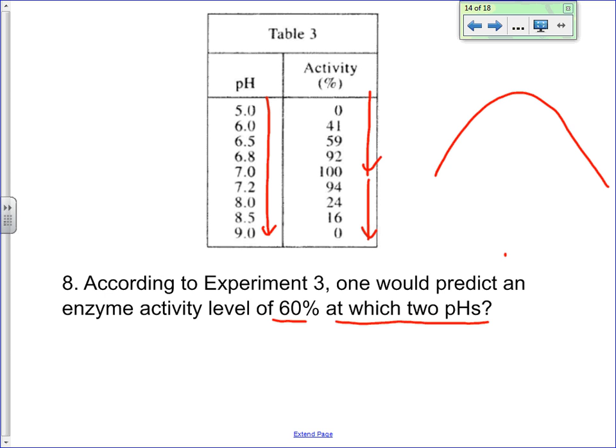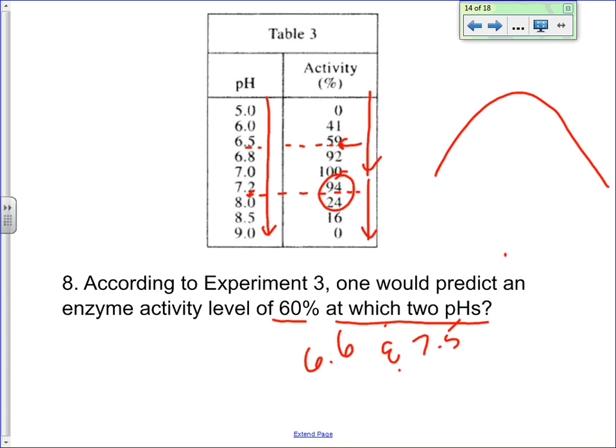So where would the first one be? At 6.6, because it would be really close to here. We know what 59 is, so it would probably be about 6.6 as our first pH. And then where would the other 60% be found? 7.5. So it would be somewhere between 94 and 24. About 7.5.